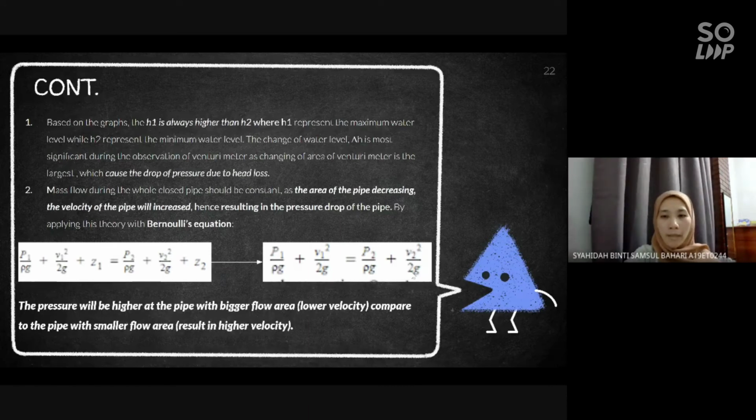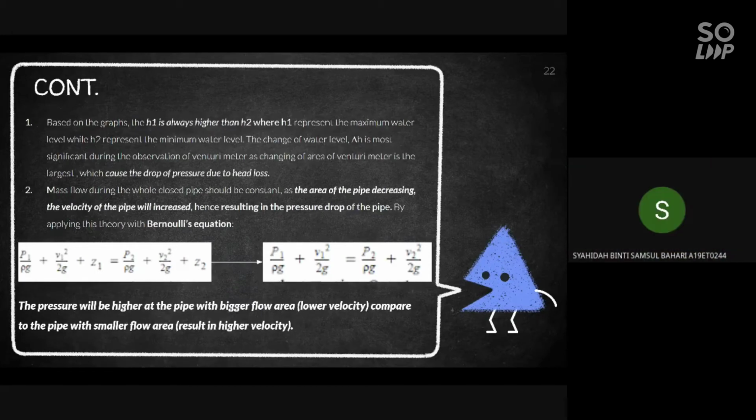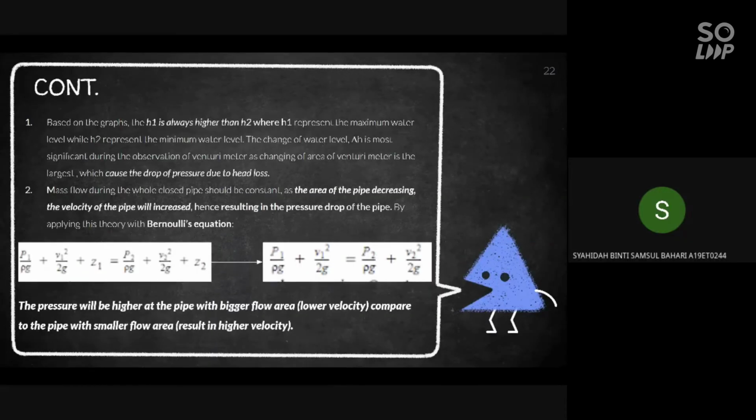And then according to the equation Q equals AV, where Q is the volumetric flow rate, A is the area, and V is the mean velocity of flow. Since A2 is smaller than A1, V2 will always be higher than V1. As V2 is higher than V1, pressure loss occurs, which is P2 is less than P1. In order to balance the Bernoulli equation, it is proved that H1 is always greater than H2.